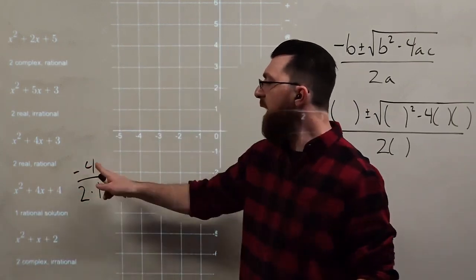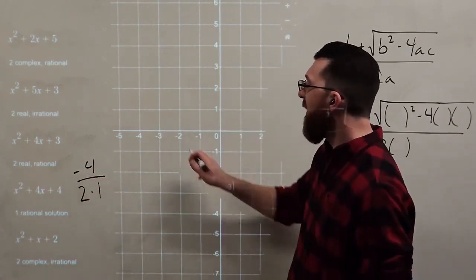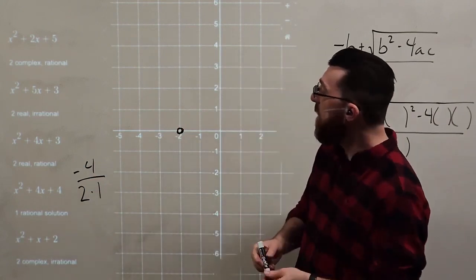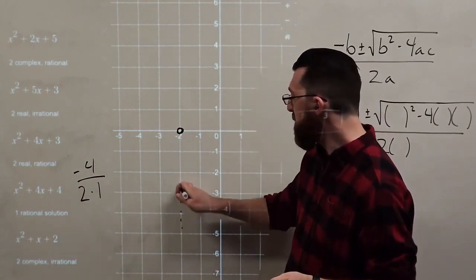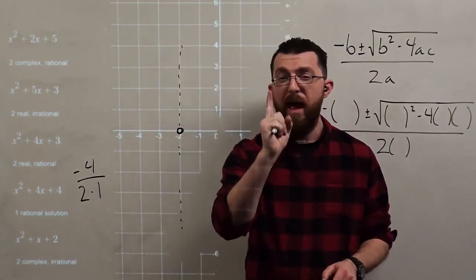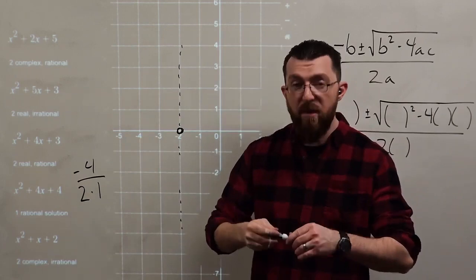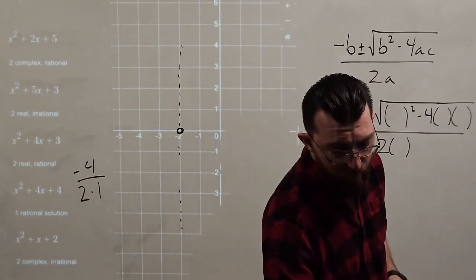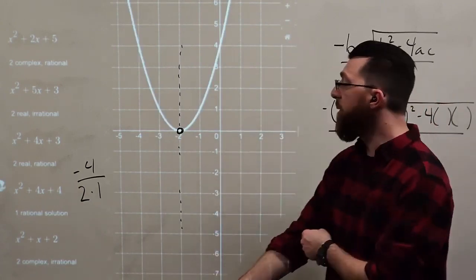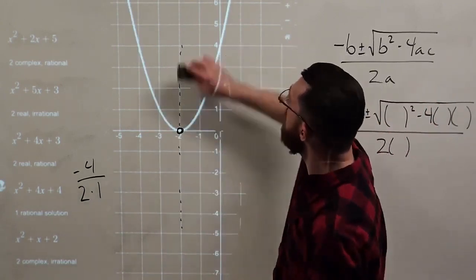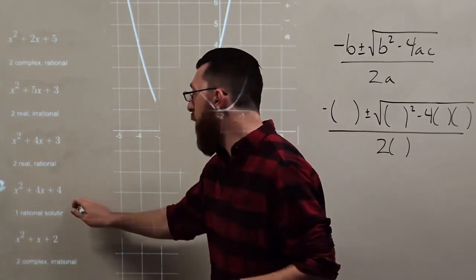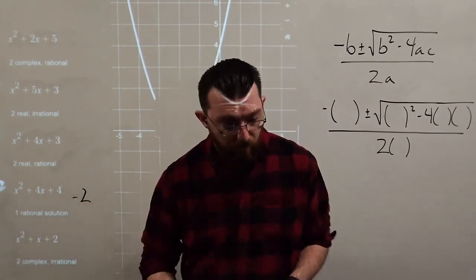Negative 4 over 2 times 1 is negative 2. So I'm pretty sure the vertex is going to be on this axis of symmetry. And I'm also pretty sure that if there's only one x-intercept, it's going to be the vertex. So if I turn on that graph, that should be not only the vertex, but also the x-intercept, and that is correct. So negative 2 is the answer to the quadratic equation here. That is the only x-intercept, negative 2.